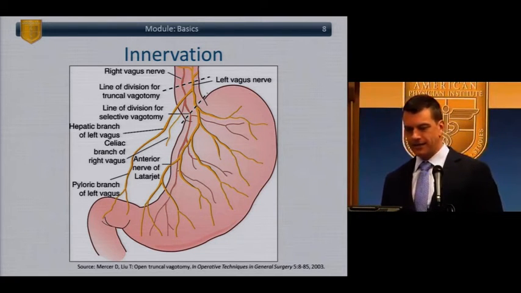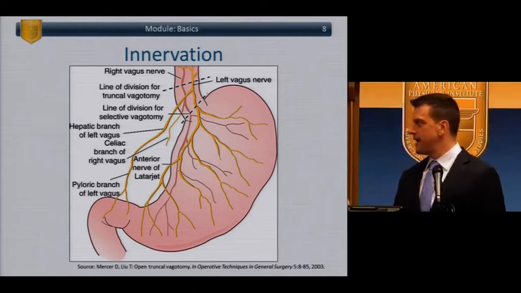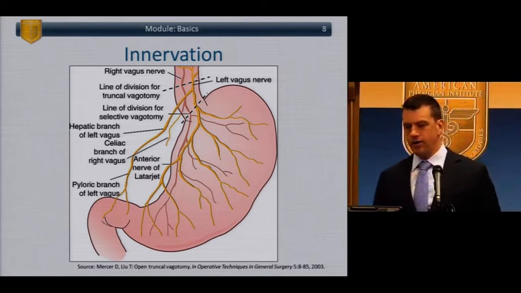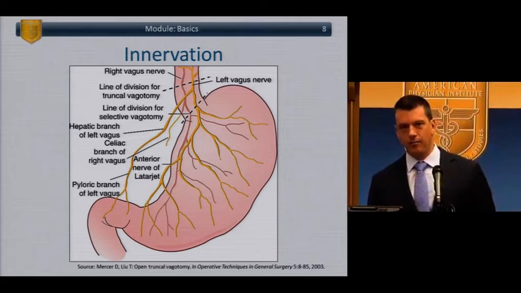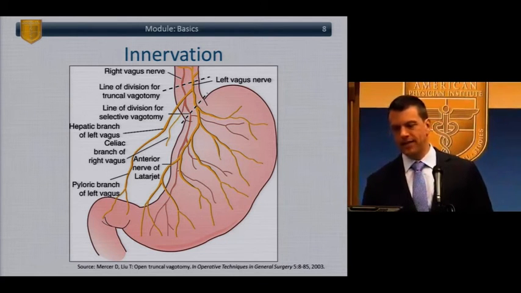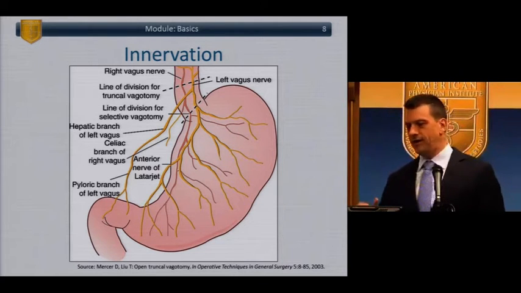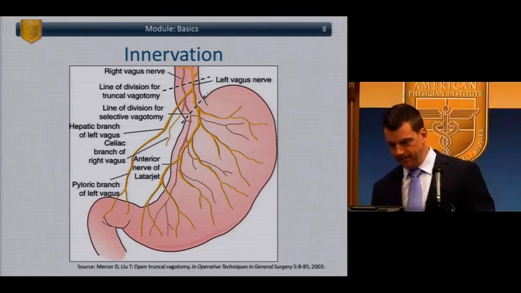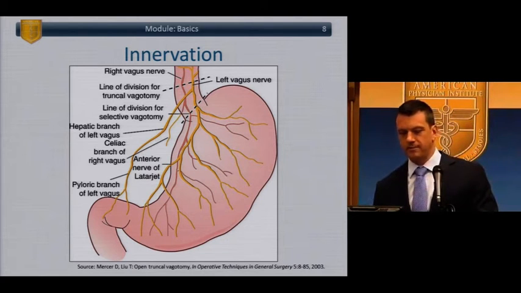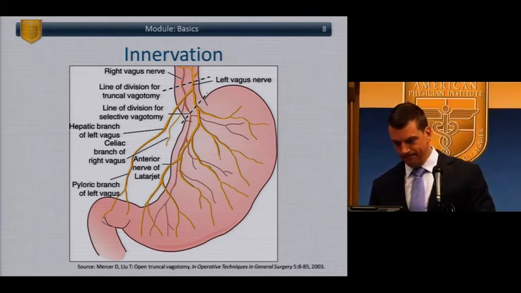Here you can see some of the anterior nerves and some of the lines of division where you go either for a high truncal vagotomy or a more highly selective vagotomy right there at the EG junction. This helps to preserve some of the branches to both the pylorus and the liver and gallbladder.